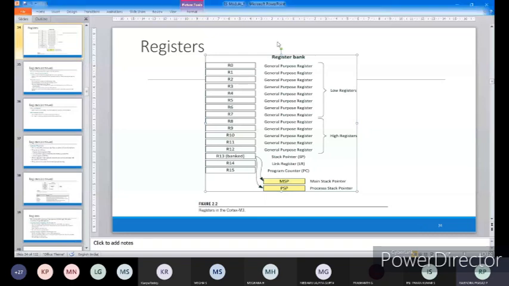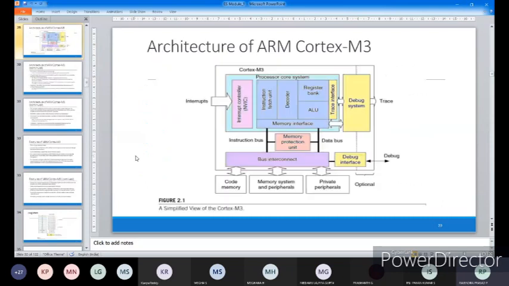Like this, we have 15 registers, and they are segregated into low registers and high registers. These are your register banks, right? This is present in the Cortex M3. Memory values and register values will be present here, in the register bank. The register bank is almost near the ALU, the arithmetic and logical unit, and it is nearer to the decoder. So whatever data there is will be stored in this register bank.